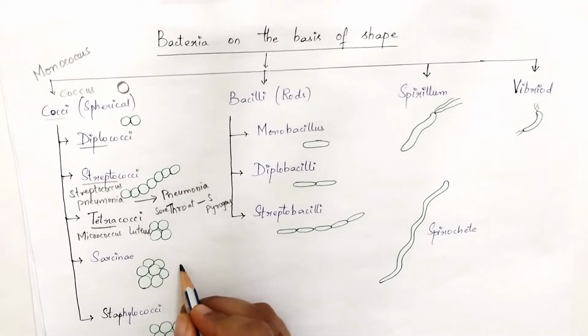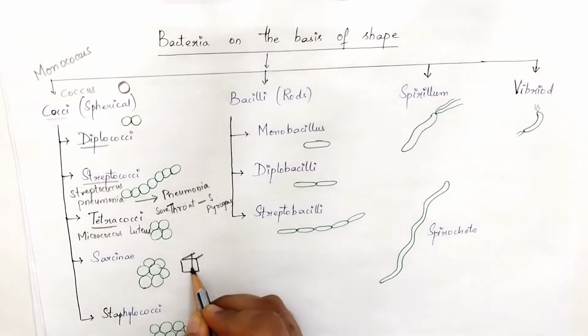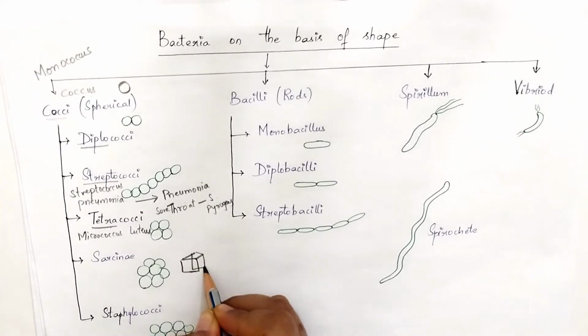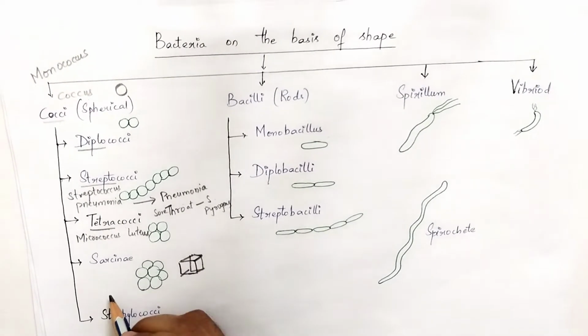Next is Sarcinae. These spherical shaped bacteria are arranged in cubes of 8. Here I have shown you like this. They are arranged in a cuboid manner. All these spherical shaped bacteria arranged in a cuboid manner are called Sarcinae.